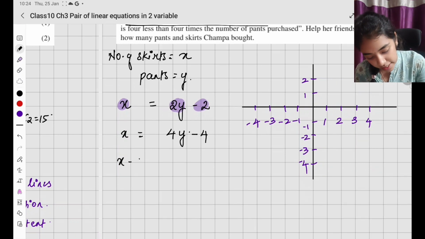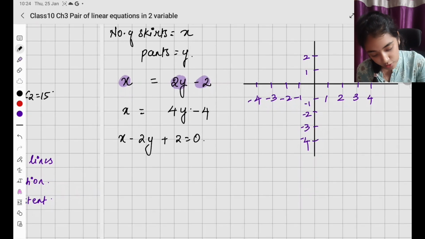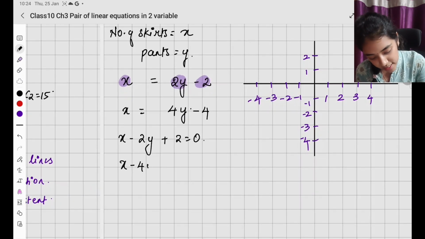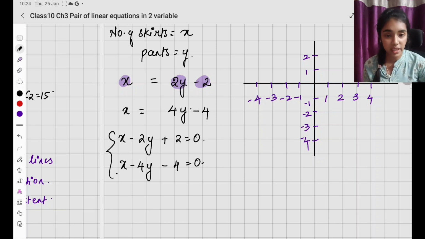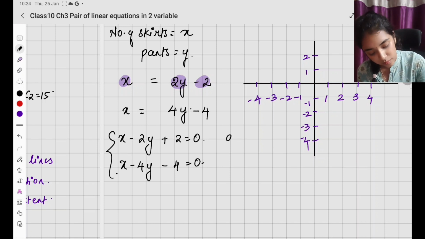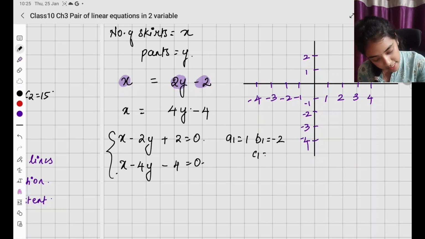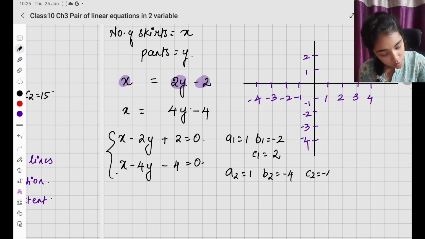So இதை எப்படி எழுதலாம்? x minus 2y plus 2 equals 0. This is one equation. And you have x minus 4y minus 4 equals 0. So these are your two different equations. Okay? இப்ப a1 என்ன? You have a1 equals 1, b1 equals minus 2, and c1 equals plus 2. Then you have a2 equals 1, b2 equals minus 4, and c2 equals minus 4.